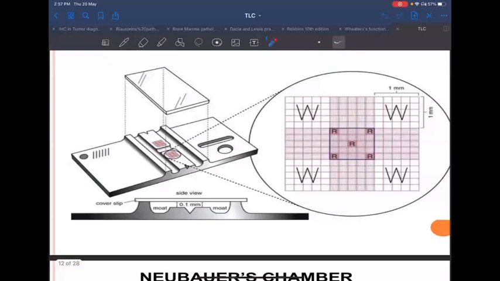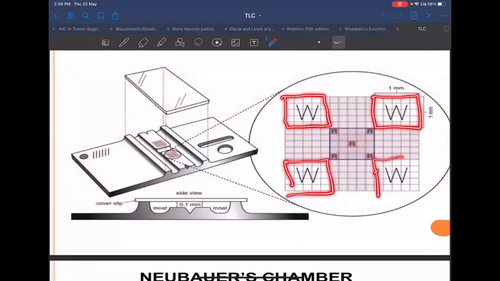So the counting chamber is divided into nine large squares. These are the nine squares, and the length from here to here is 3 mm, and each large square is 1 mm length and 1 mm breadth. So this is 1 mm, 1 mm, 1 mm, here also 1 mm, and the whole is 3 mm. WBC counting is done in these four large squares, each having length and breadth of 1 mm.